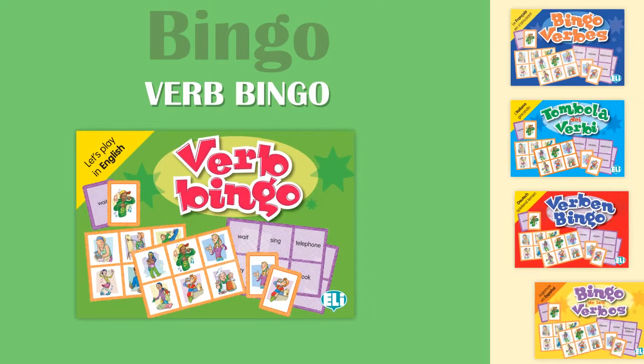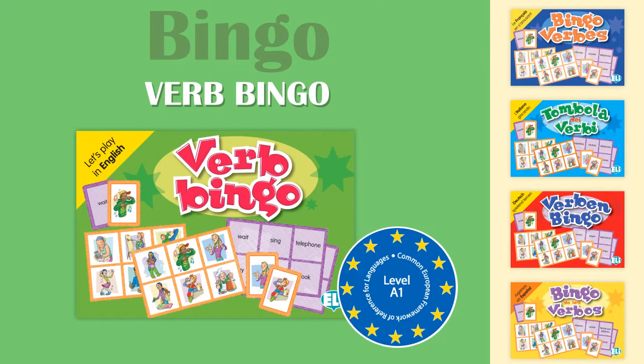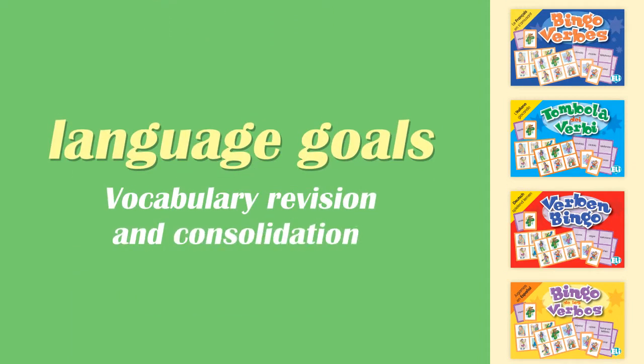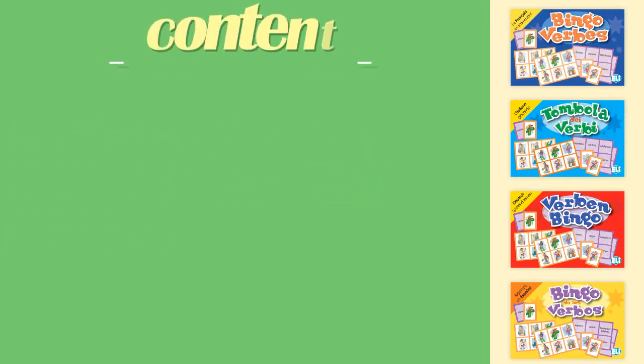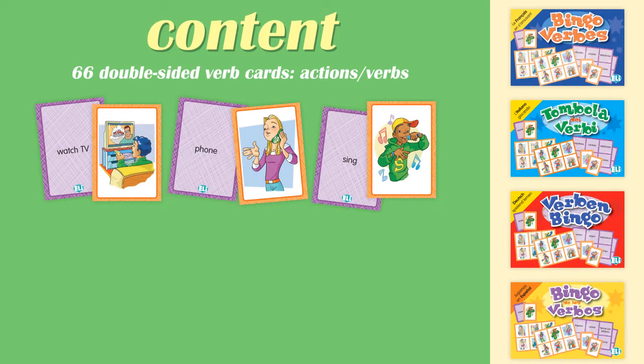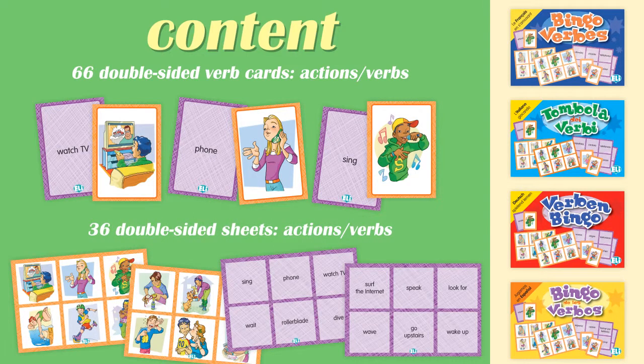Bingo category: Verb Bingo, A1 level. The game is great for learning and revising basic vocabulary. The box contains a pack of 66 double-sided verb cards with an illustrated action on one side, the corresponding written verb on the other. 36 double-sided bingo boards, 6 illustrated actions on one side, the corresponding written verbs on the other.